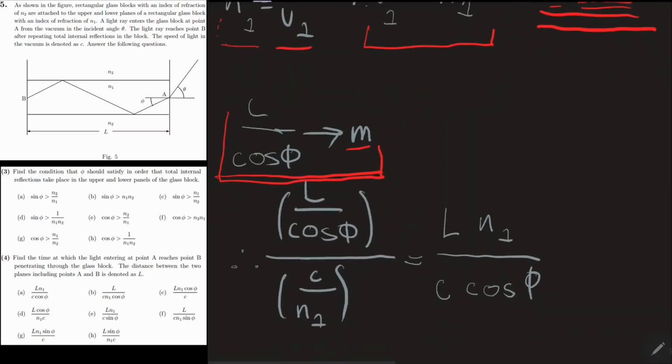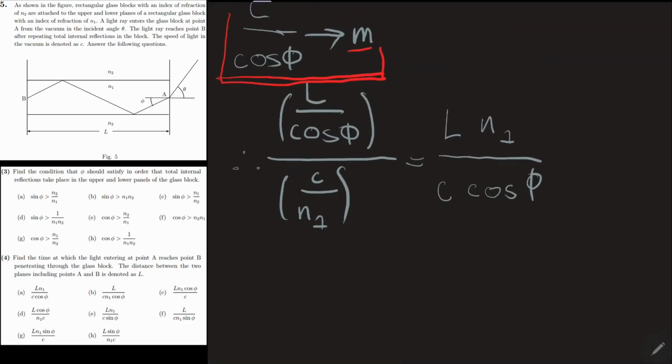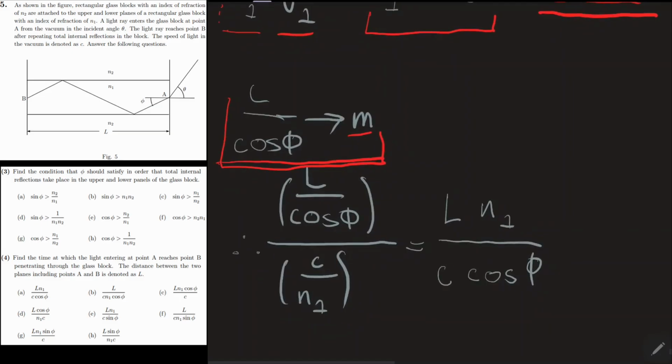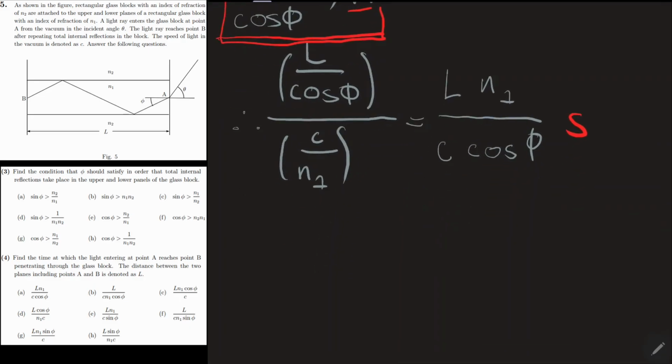And so that's exactly what I did. I took L divided by cosine of phi, which is our distance, and divided it by c divided by n sub 1, which is our speed. And then if you rearrange a little, you get that this equals L times n sub 1 divided by c cosine phi. And sorry, I forgot to write it, but this is in seconds. And this matches option A.